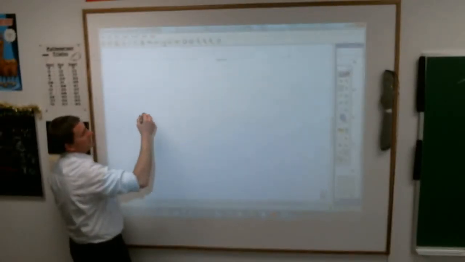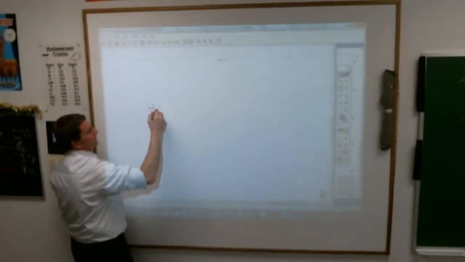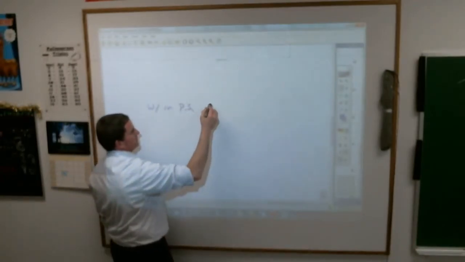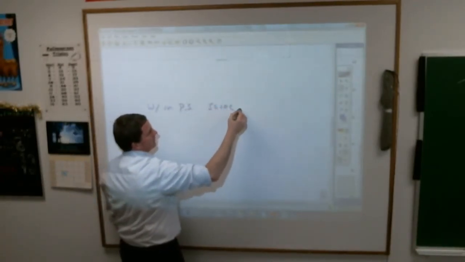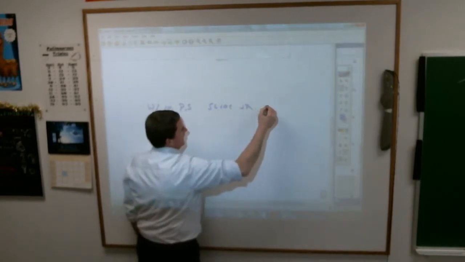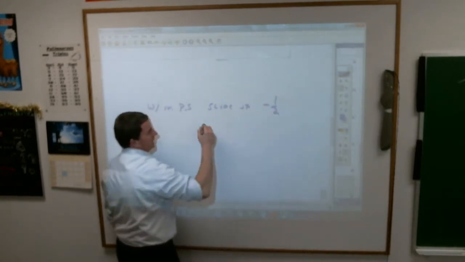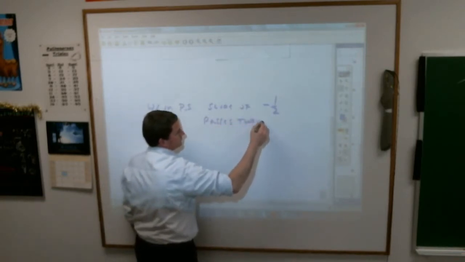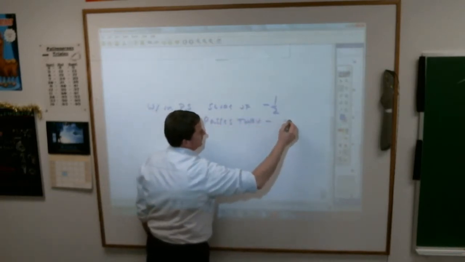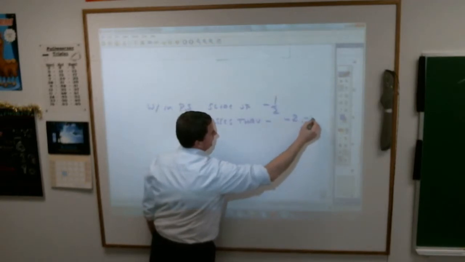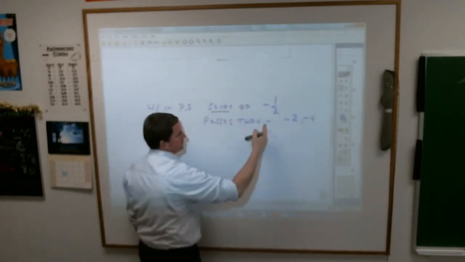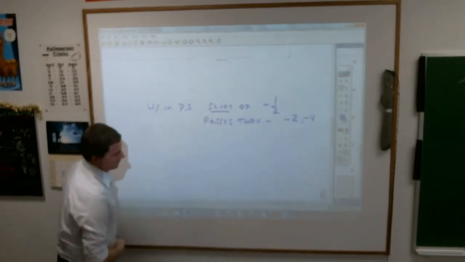Let's say, write in point slope form the equation that has a slope of -1/2 and passes through... What does that say? -2, -4. Slope of -1/2, passes through (-2, -4).